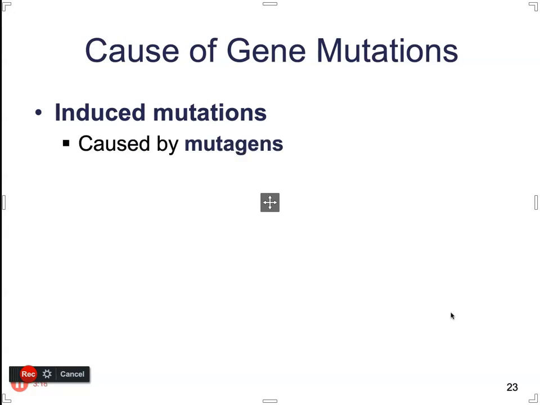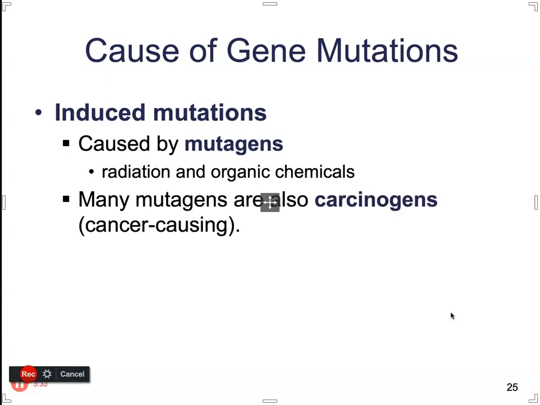Induced mutations, by their very definition, have to be induced or caused by something. Mutagens are the term that we use for environmental factors that cause mutations to arise, such as radiation or organic chemicals. Many mutations that are induced are often going to be somatic mutations. These types of mutations occur in a small area in the body after the person is born, but they may lead to cancer. So these types of mutagens are also called carcinogens for their cancer-causing properties.